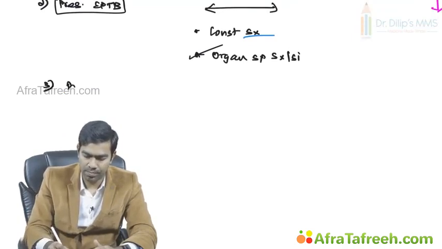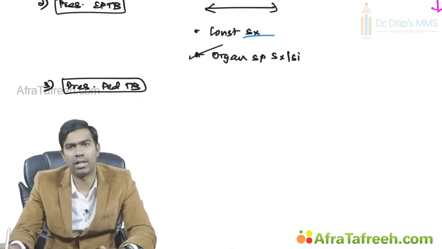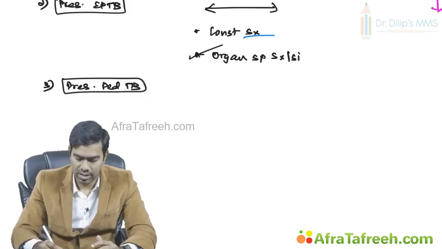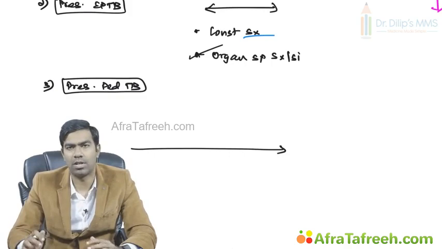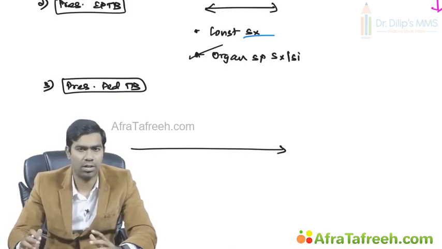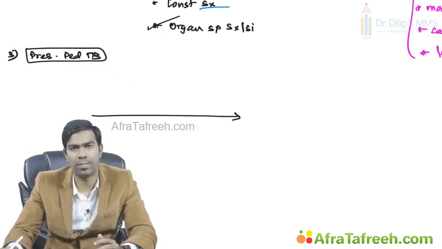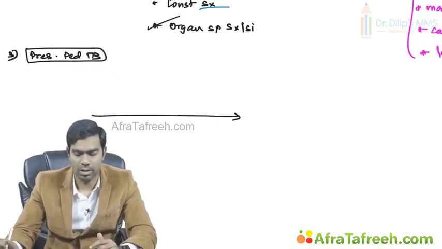Third one, we have presumed pediatric TB patients. Compared to the previous guidelines, there is a little change, some small change, especially in the weight-based definitions. So that's what we're going to see. What are the presumed pediatric TB as per the current guidelines?